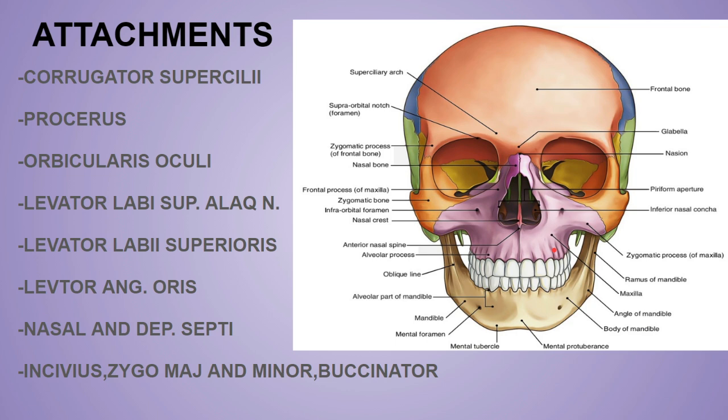Now zygomaticus minor and major, of course, will be from the zygomatic bone only, but remember the zygomaticus minor muscle arises below the zygomaticofacial foramen. I told you before the zygomaticofacial foramen is present in the zygomatic bone. So below that there will be zygomaticus minor, and lateral to zygomaticus minor there will be zygomaticus major. And last is the buccinator, which arises from the maxilla and the mandible opposite the molar teeth, and mainly from the pterygomandibular raphe also. It also forms a part of the orbicularis oris muscle.